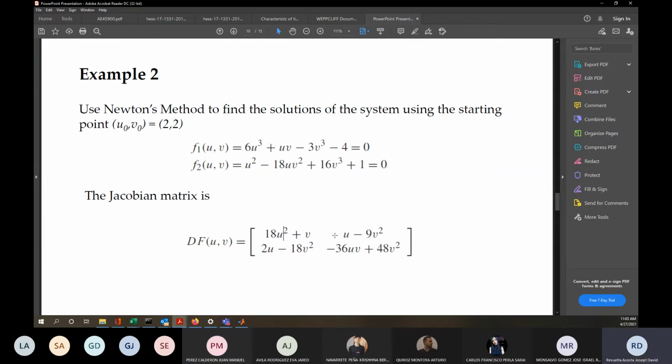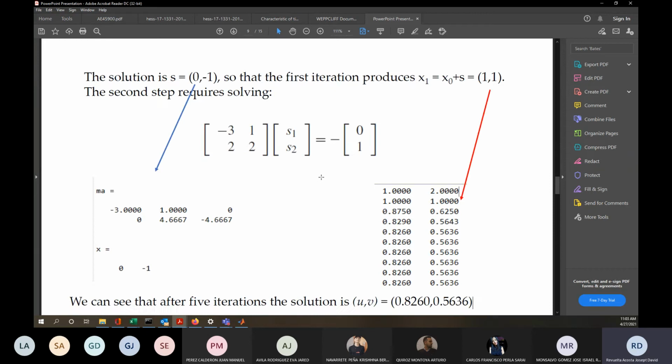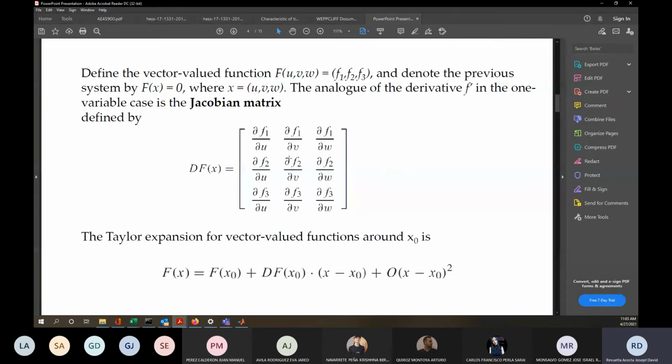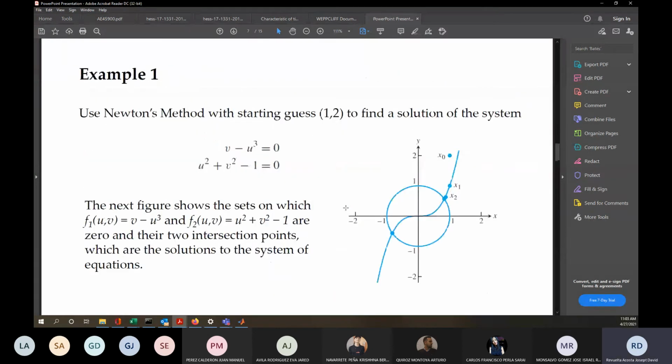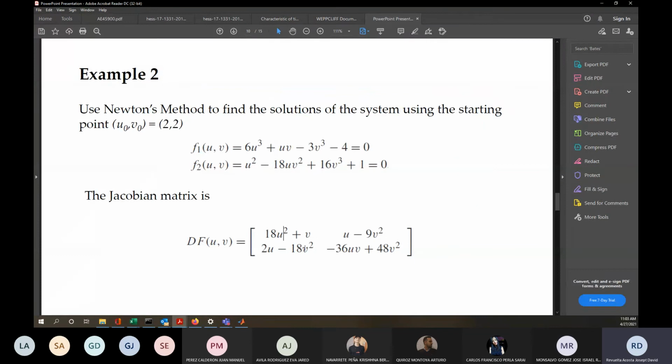So that's what we get from applying this concept, the Jacobian. This is very important for you because you're going to use this one later. So now we actually have to evaluate the function within these points. Evalúen, por favor, las funciones con estos puntos iniciales, 2 y 2. Evalúen las funciones.